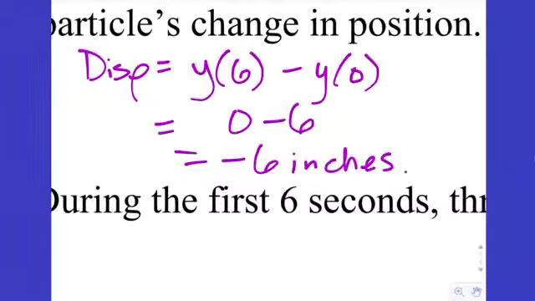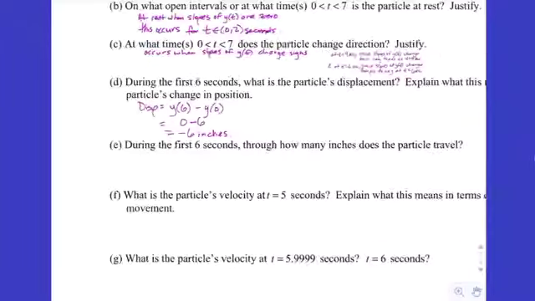So right now we're only doing linear motion. That's it. It's either going to be vertical or horizontal. Most of the time it's horizontal, truth be told. But when it's vertical, you need to make sure you're saying the right thing. 6 inches below where it started.